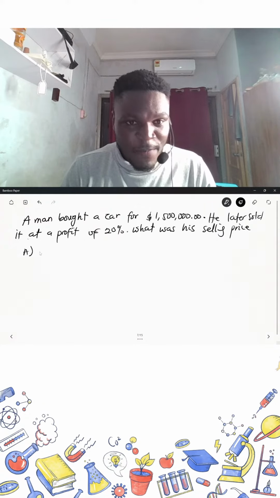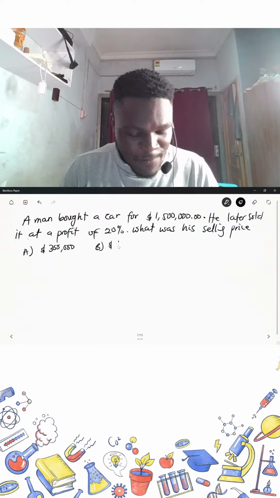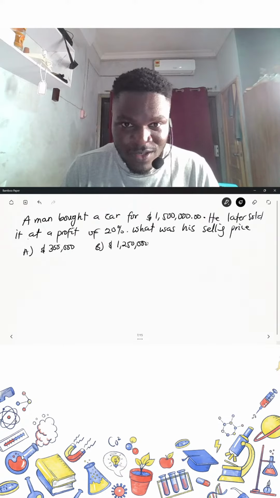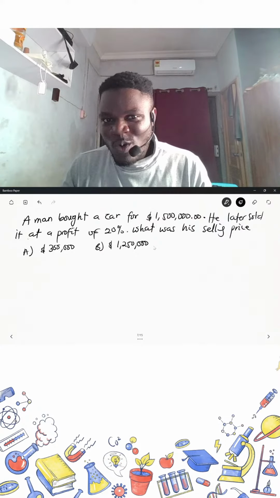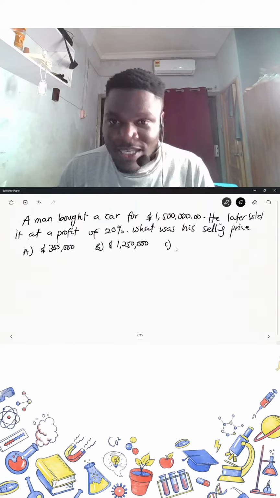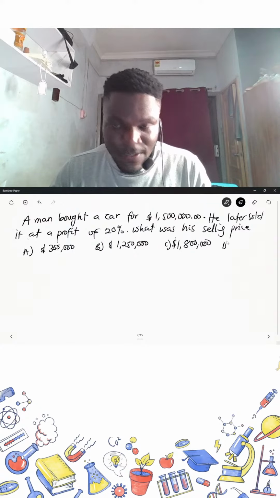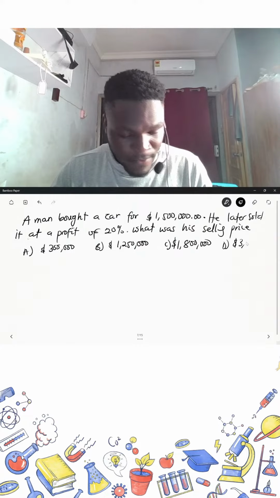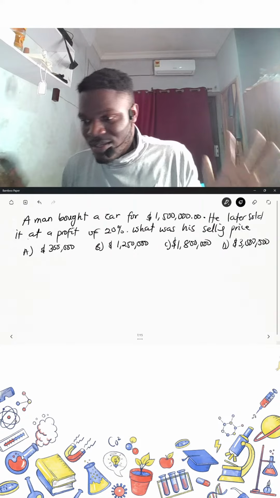So we have option A, $300,000, which doesn't make any sense at all. Option B is 1,250,000, which also doesn't make sense because they said he made a profit of 20%. So there's no way your selling price will be lower than your cost price. Then we have option C, which is 1.8 million, which makes sense. And then option D, we have 3 million, which also makes sense. But the fact that it makes sense doesn't mean it is right.